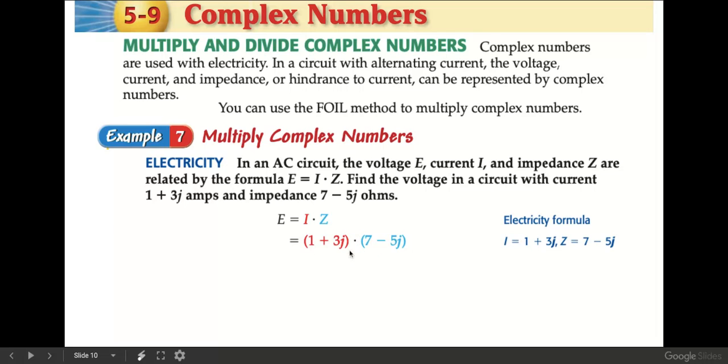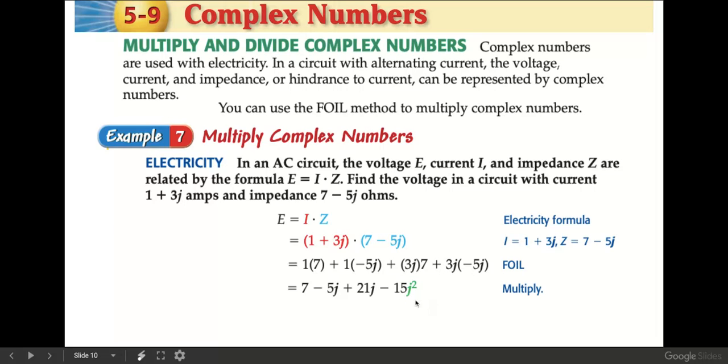But when I'm multiplying them, it's just like multiplying two binomials together, right? I can use that FOIL method. I can do 1 times 7, 1 times negative 5i, 3i times 7, and 3i times negative 5i. So I'm going to do that using my FOIL method, and then I can simplify. So 1 times 7 is 7, 1 times negative 5i is negative 5i, 3i times 7 is 21i, and 3i times negative 5i is negative 15i squared.